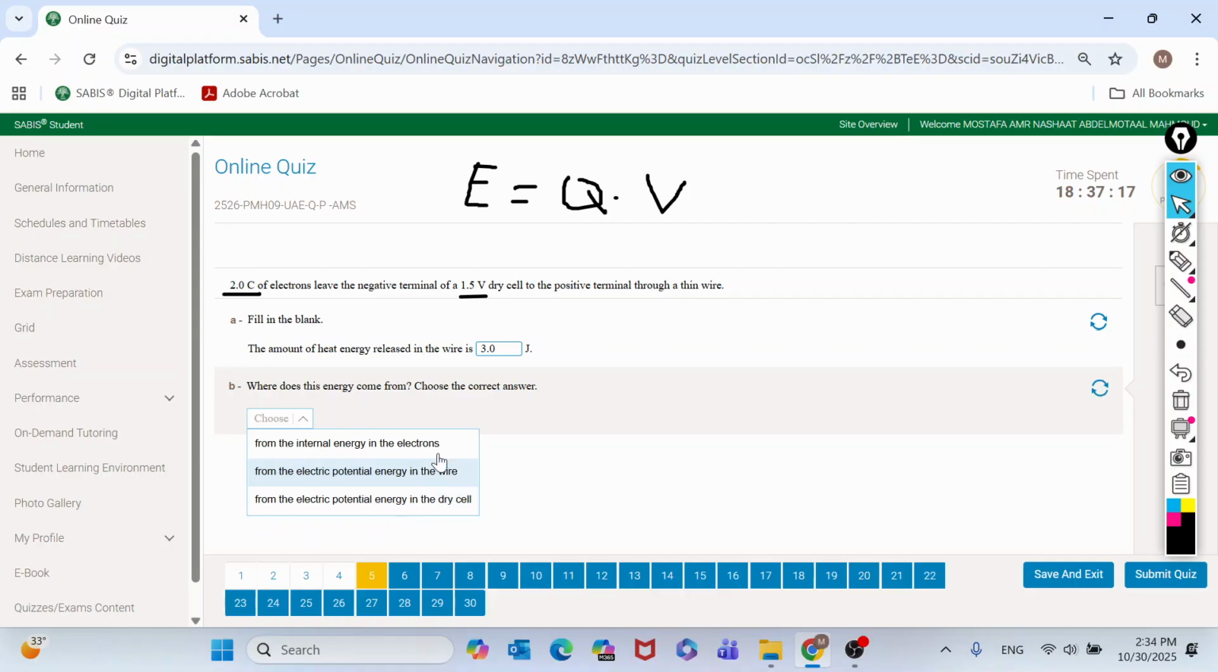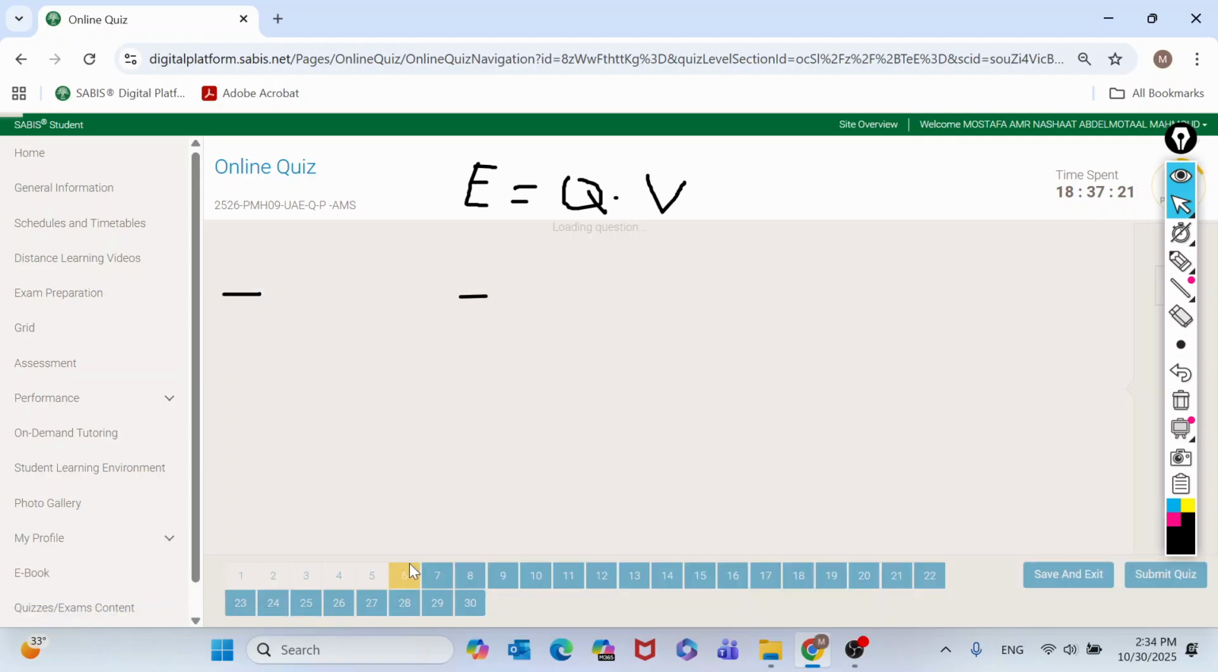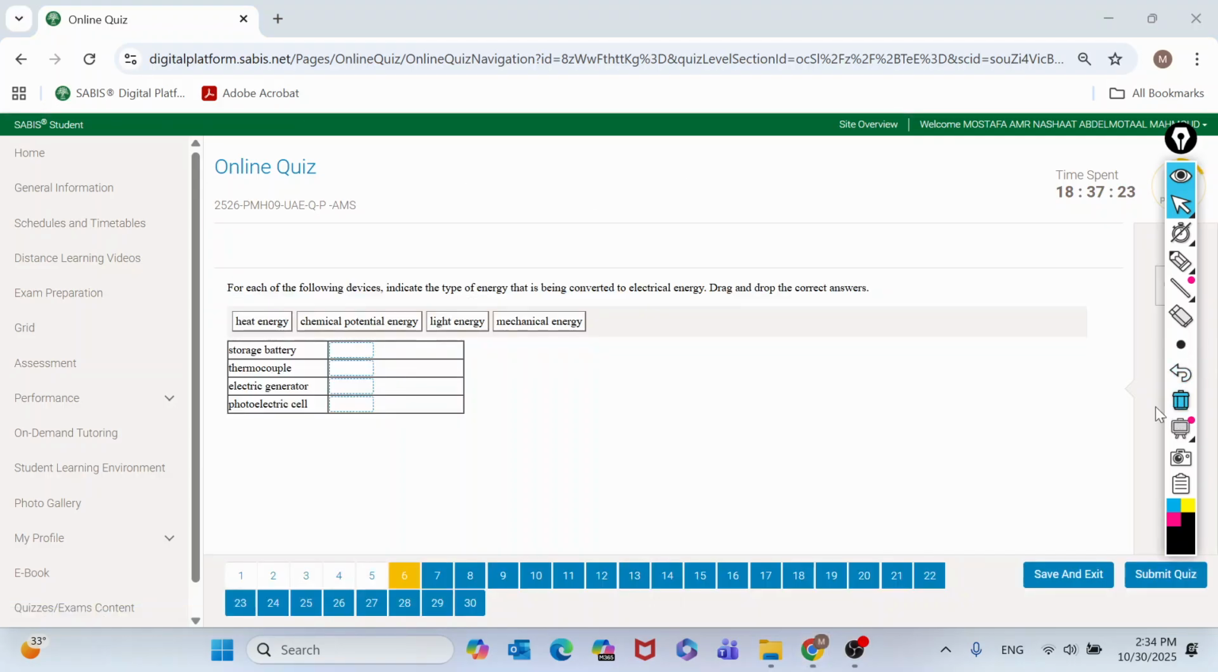The energy doesn't come from the wire and the energy doesn't come from the electrons. The energy comes from the dry cell, a battery basically. Okay. Stored in a battery, it's chemical potential. Thermocouple, it's heat energy. Electrical generator, it's mechanical. And the photoelectric, it's light.